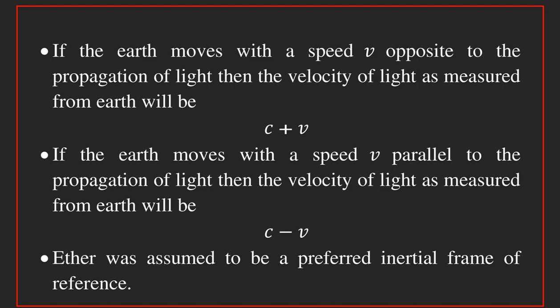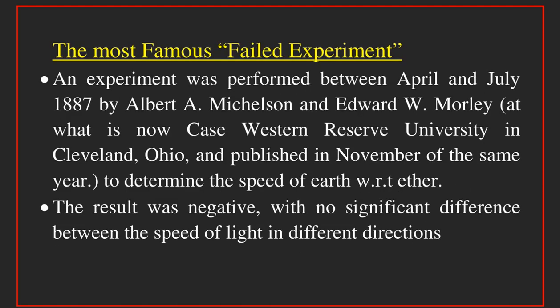So ether was assumed to be a preferred inertial frame of reference in which the velocity of light will be c in all directions, and in all other frames of reference the velocity will be different, either c plus v or c minus v, with respect to the relative motion of that frame of reference. But what happened?